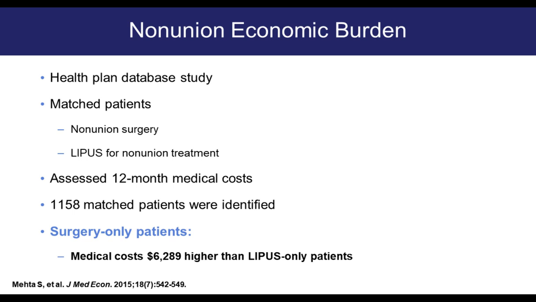In the surgery-only patients, the medical costs were $6,289 higher than the LIPUS-only patients. So again, they looked at patients treated with and without LIPUS for the same injuries, and it costs more if they were treated without LIPUS. A lot of it has to do with the acceleration of healing.